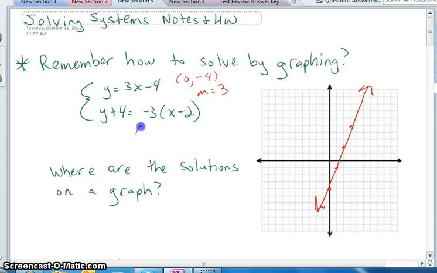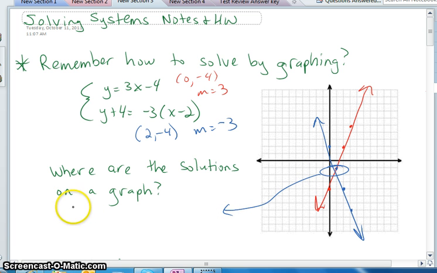The second line is in point slope form. So I've got the point 2, negative 4, and the slope of negative 3. So my point is 2, negative 4. Slope is negative 3. Draw that line. And they intersect in that point, even though I didn't do a very good job of graphing it with my ruler or anything.